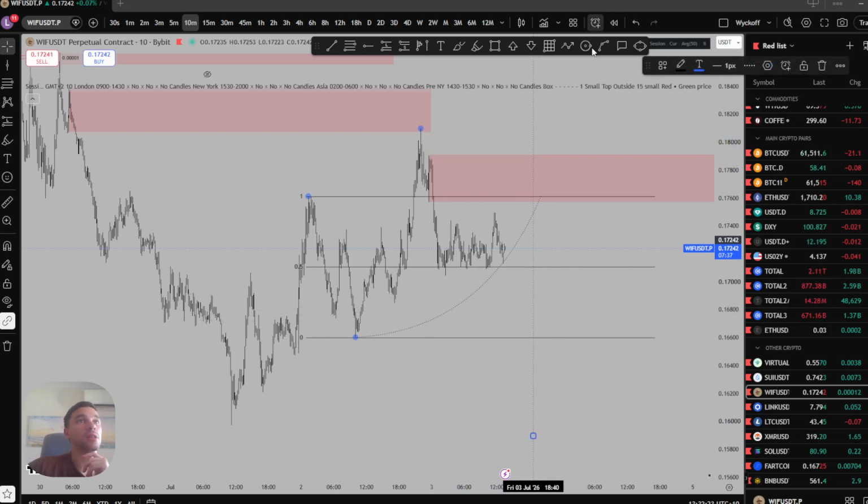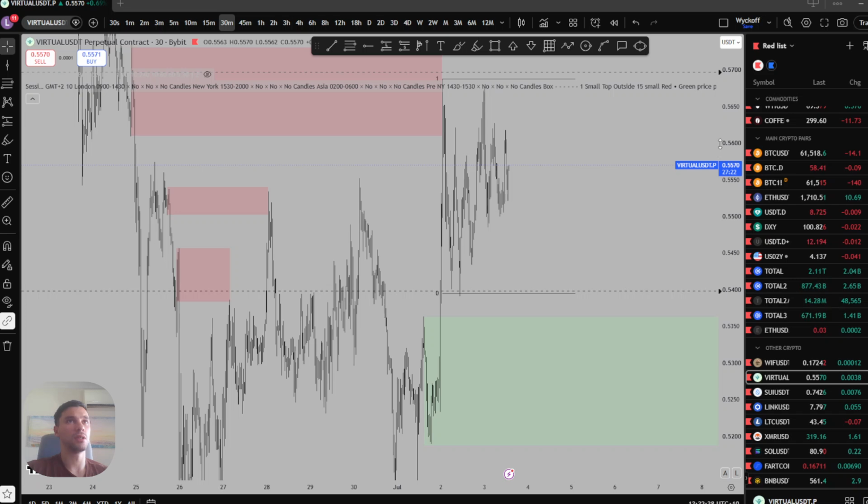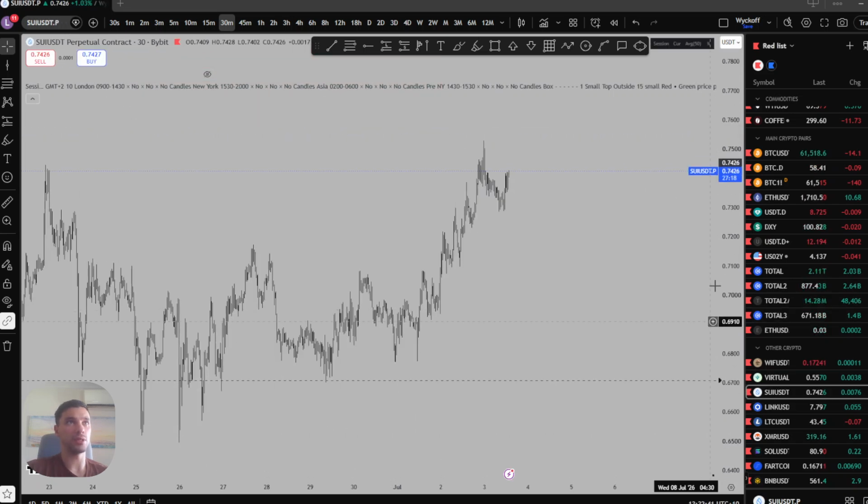I have set my waypoint. All right, this is an interesting range to monitor on WIF, and we will monitor it. We'll put that top of our list. Virtual can stay there.